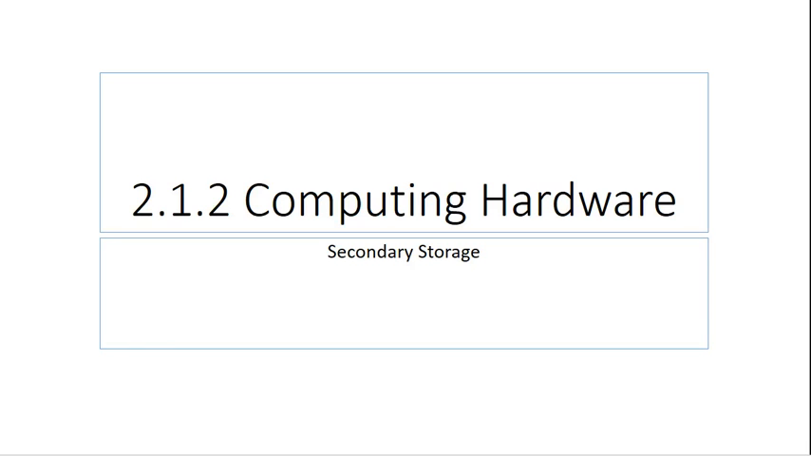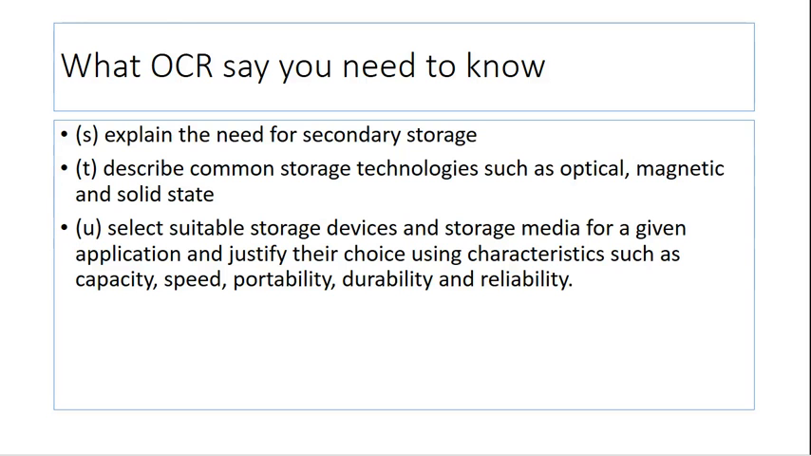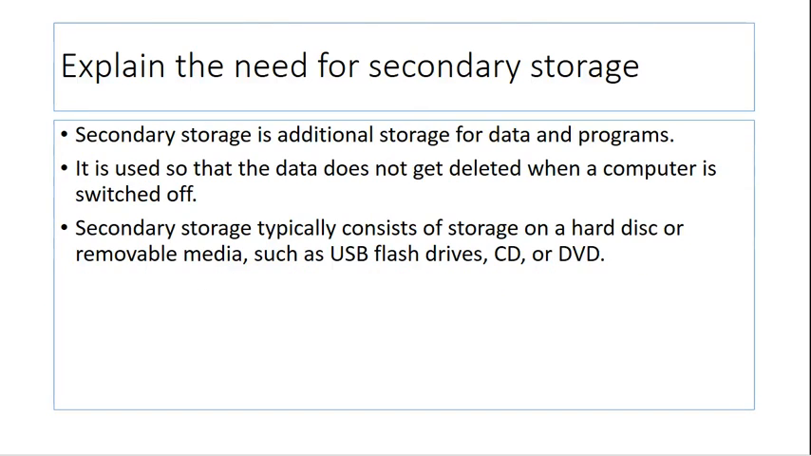Hello there, and welcome to this video concerning secondary storage, section 2.1.2 of the computing hardware section of OCR computing. What we're going to be looking at today is that OCR wants you to explain the need for secondary storage, describe common storage technologies such as optical, magnetic and solid state, and select suitable storage devices and media for a given application and justify the choice, looking at, for example, things regarding capacity, speed, portability, durability and reliability.